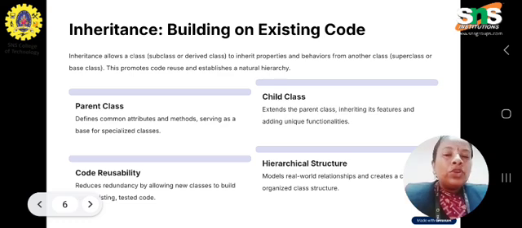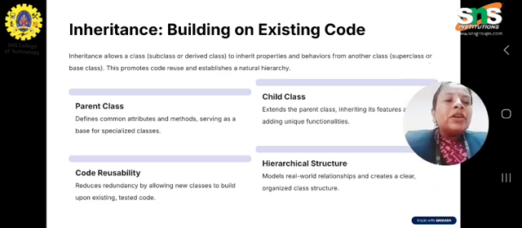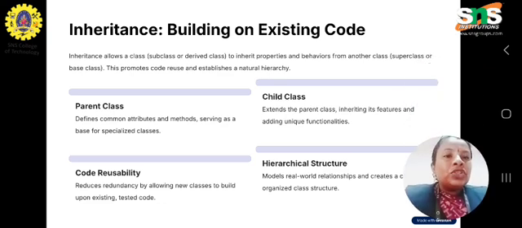The next one is code reusability. It reduces redundancy by allowing new classes to build upon existing tested code. The hierarchical structure models real-world relationships and creates a clear, organized class structure.